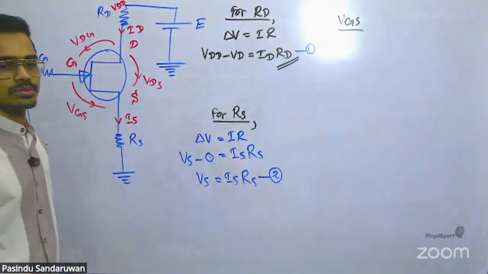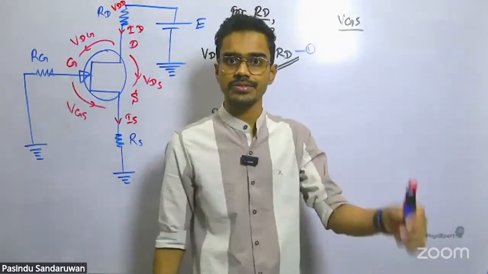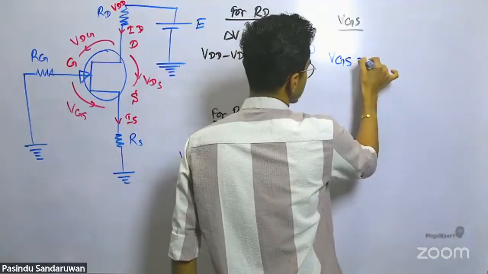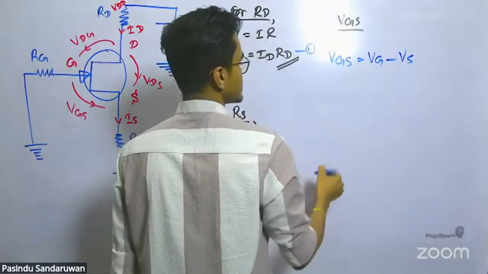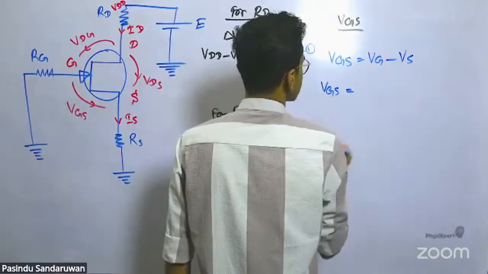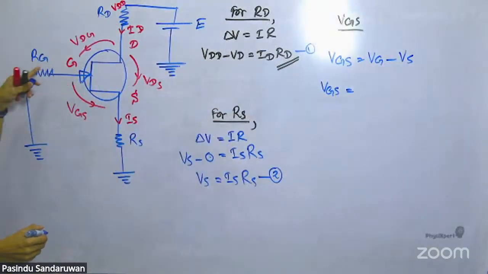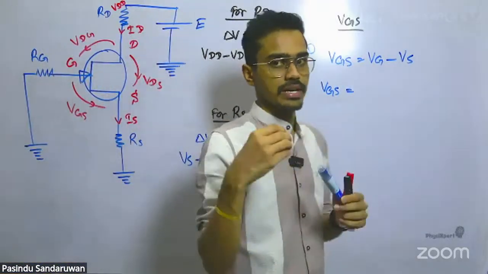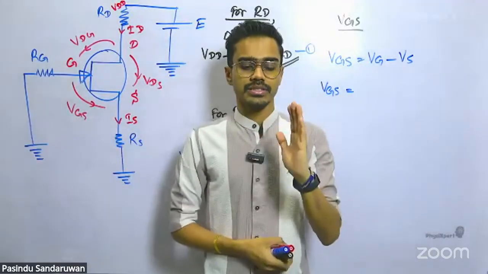Now we need VGS, the potential difference between G and S. How can we expand VGS? From electricity, VGS is expanded as VG minus VS. Then what about VG? There's no current flow here.